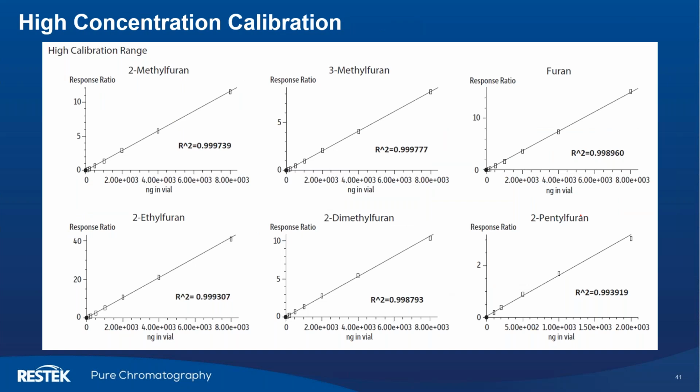And then for our high concentration calibration for the coffee, you can see again that we achieved very good linearity for each compound of interest. And we were working within the linear range of the fiber at the conditions that we were using for the coffee, the main difference again being that 1 minute extraction versus the 10-minute extraction that was used for the baby formula.